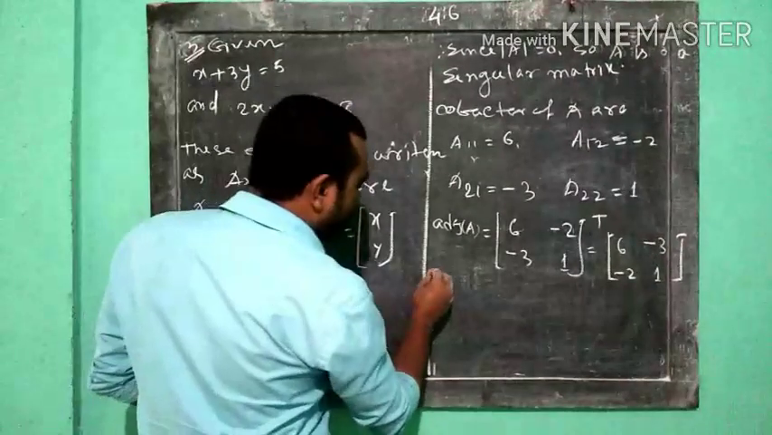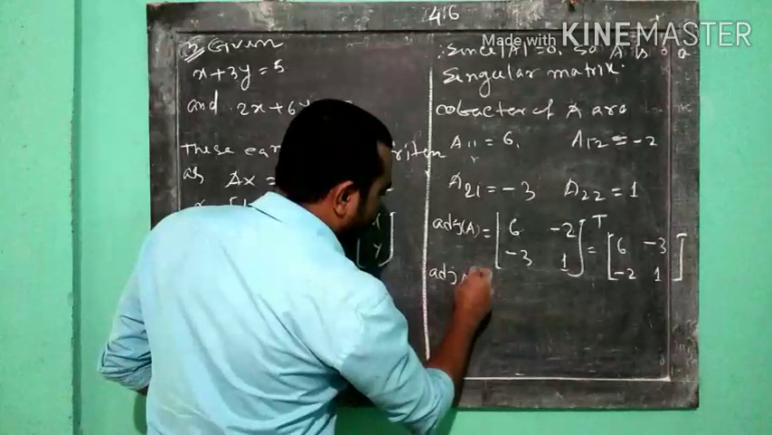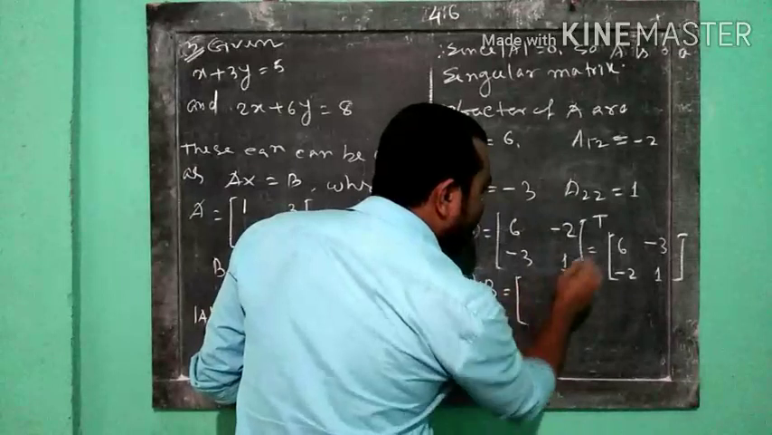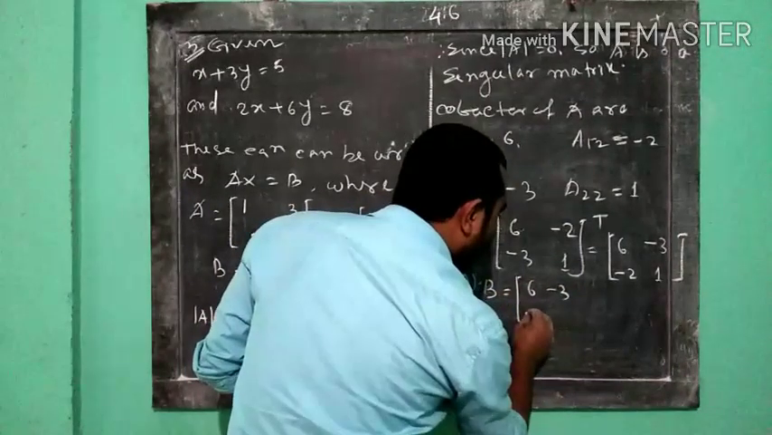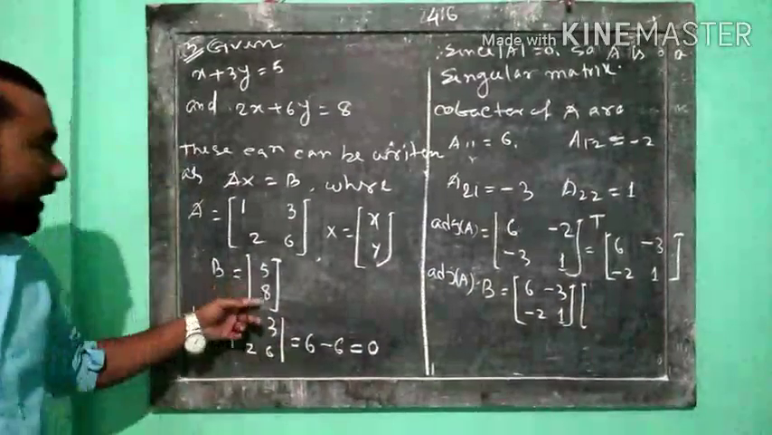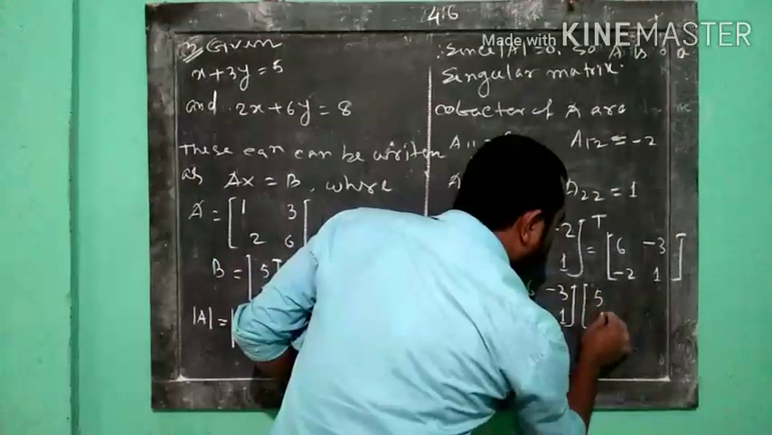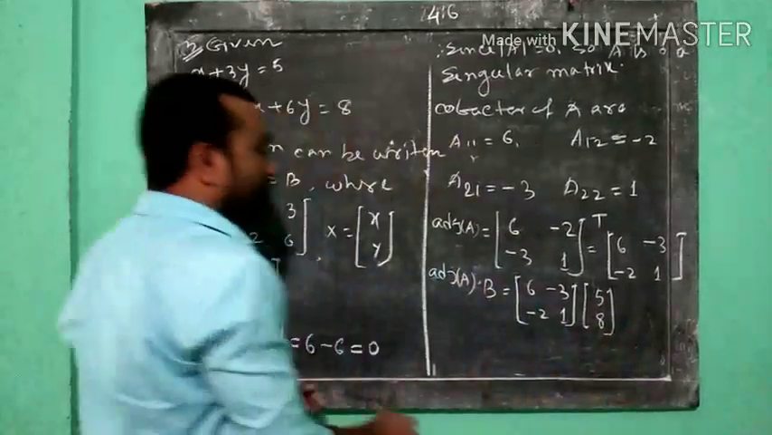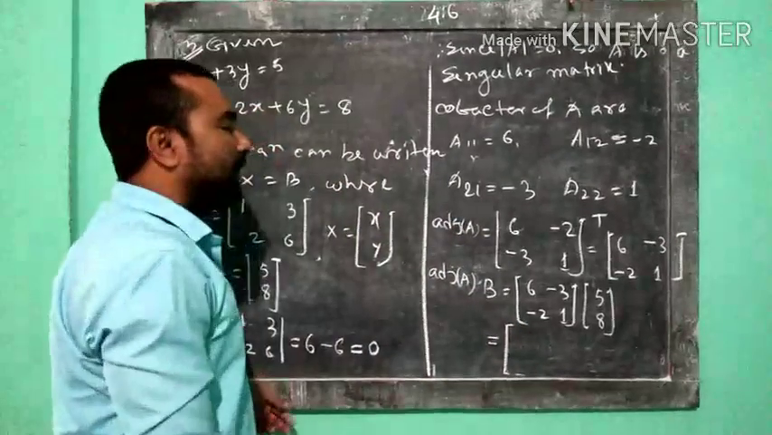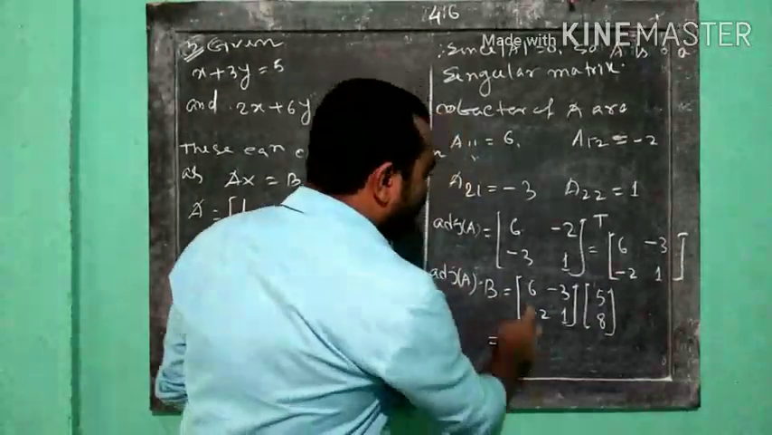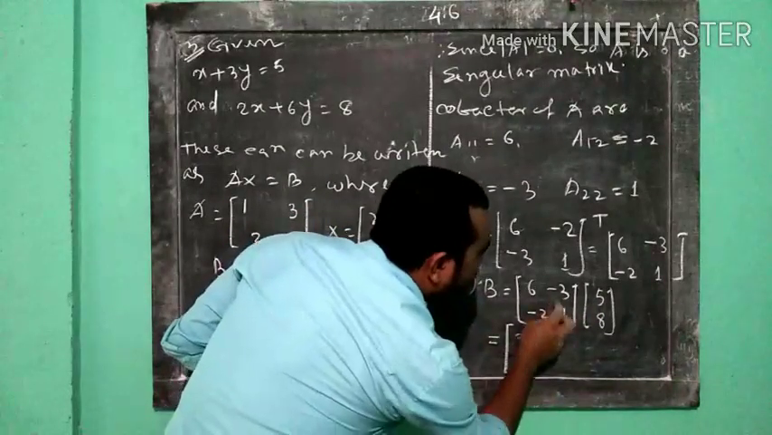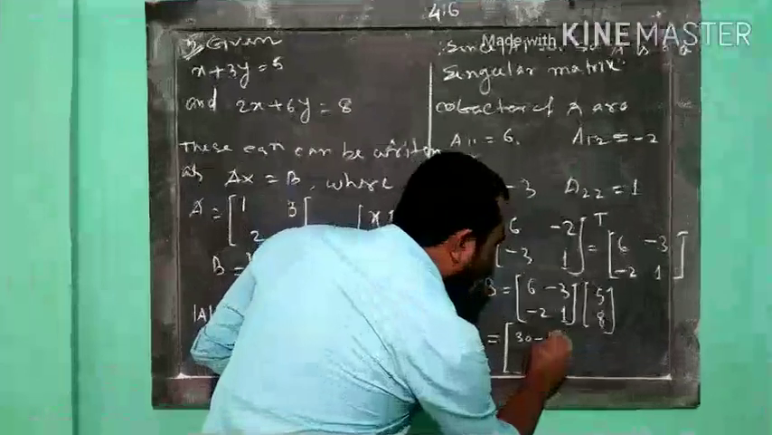Okay. Now adjoint of A into B. Adjoint of A is what? Adjoint of A is 6, minus 3, minus 2 and 1, into B. B is what? B is already given here, 5 and 8. So write here 5, this is 8. So what do we get here? If we multiply first row by first column, then what do we get? This multiplying with this is 30. And 30, this is minus, is 24.